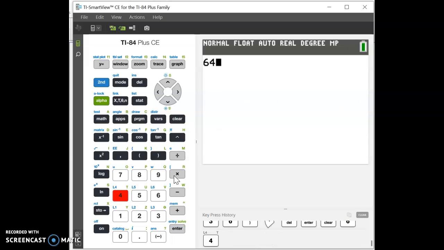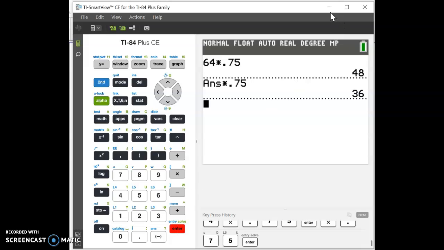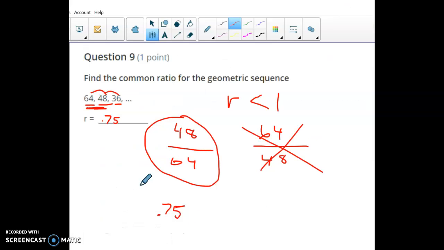So I'm going to do 64 times what I think the right ratio is, and that does give me the next term in the sequence, 48. So I'm going to multiply by that one more time, make sure I get the right thing. Looks like that's 36. So it looks like it is correct to say we are multiplying by 0.75 here. Okay, and again, I got that by dividing two consecutive terms, and the order you can figure out by thinking about whether r needs to be above or below 1.